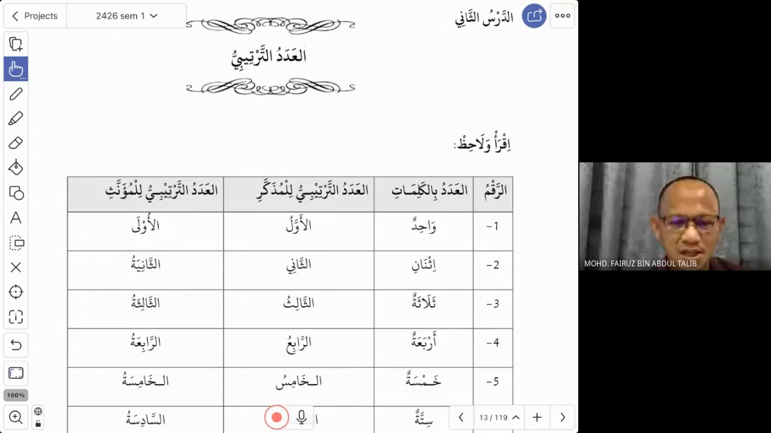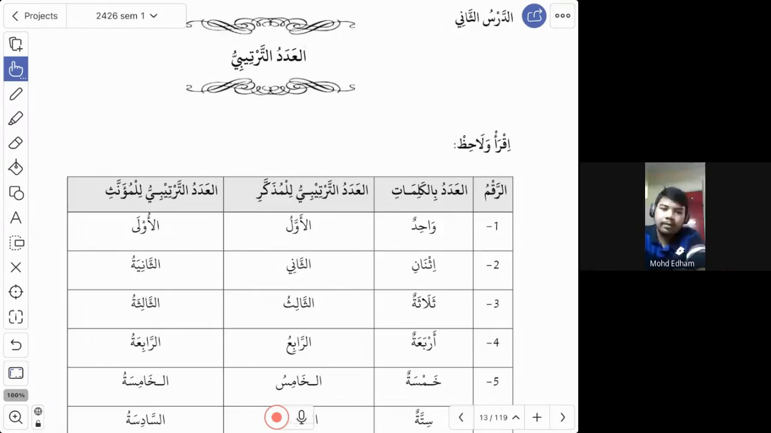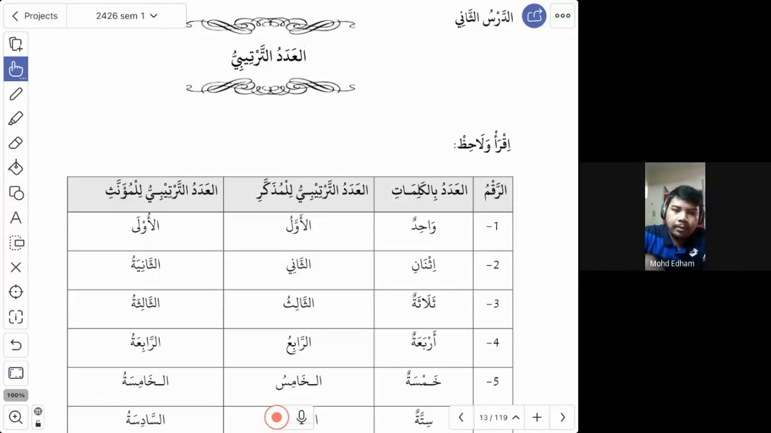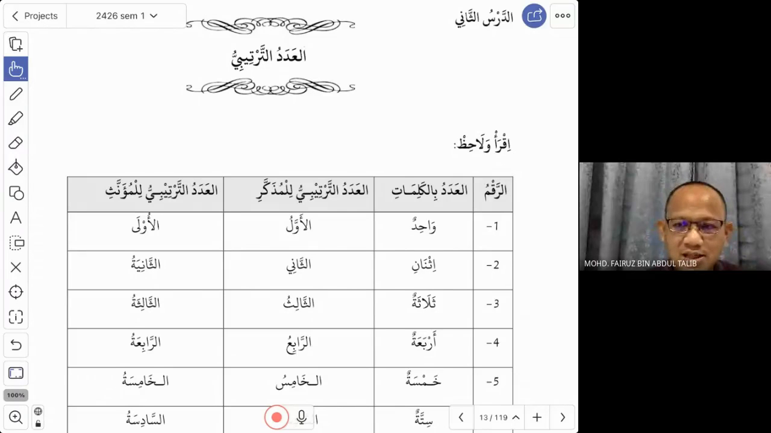What do you remember about العدد الترتيبي? نعم إلهام. About order, numerical order. Ordinal number. Okay. So basically you want to say first, second, third, and so on. نعم. صحيح. هذا هو العدد الترتيبي.